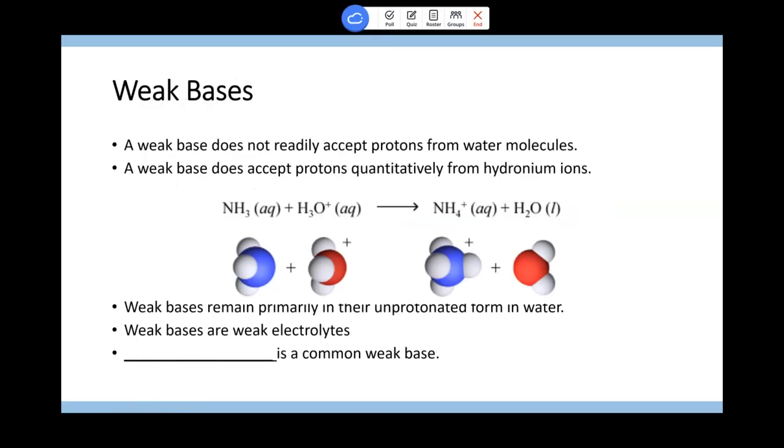Similarly, if we have weak bases, these do not readily accept protons. Some of the weak base molecules will accept a proton, some of them won't in solution. So they remain primarily in their unprotonated form, meaning they haven't gained a proton yet. They're weak electrolytes. And then this base that's shown here, NH3, this is ammonia. That's a common weak base. That's one that you should remember as a weak base.